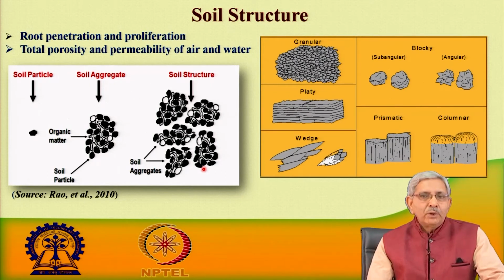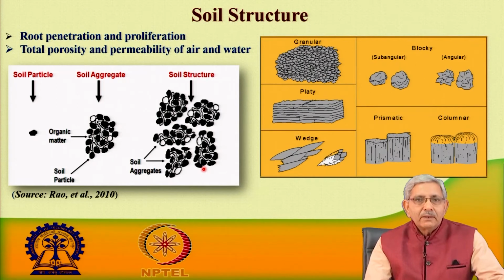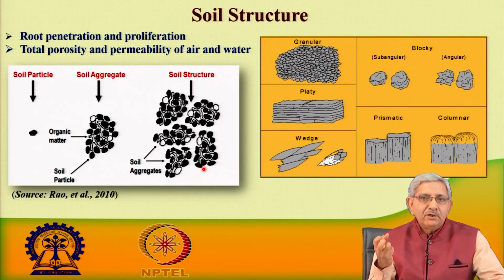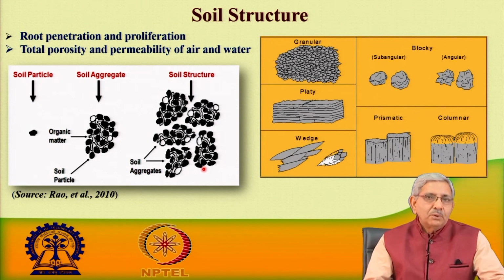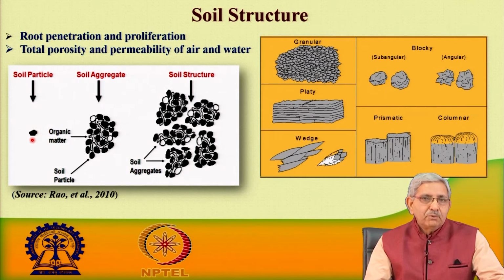Now, after knowing the soil texture, how these soil particles, sand, silt and clay, are arranged forms a soil aggregate. An individual soil particle looks like this. Of course, it looks bigger here, but it could be as small as less than 0.002 millimeter.